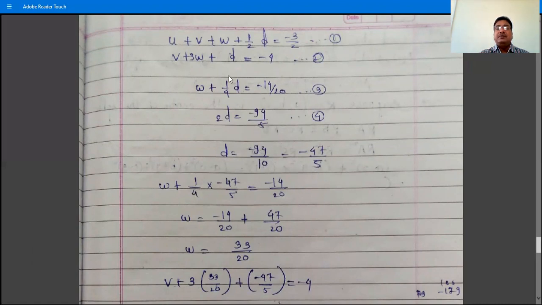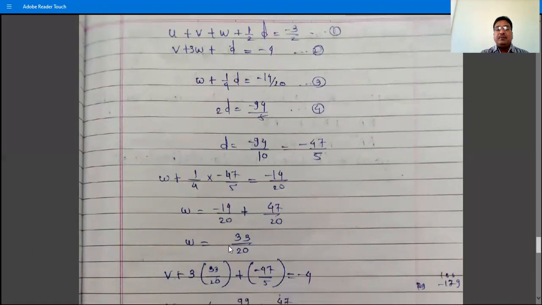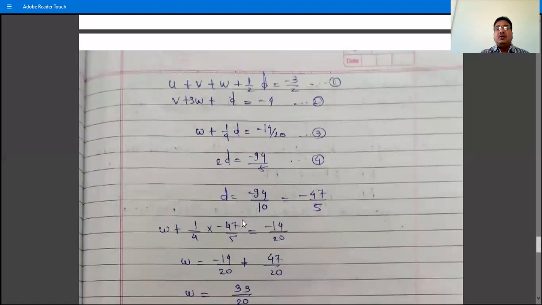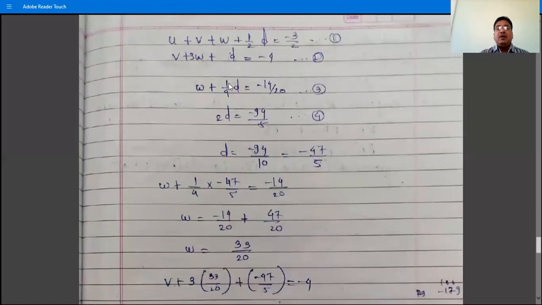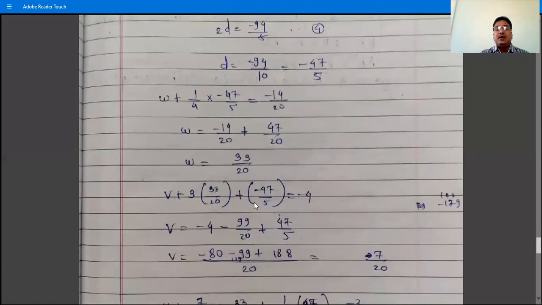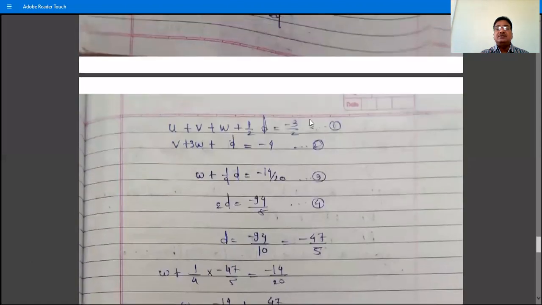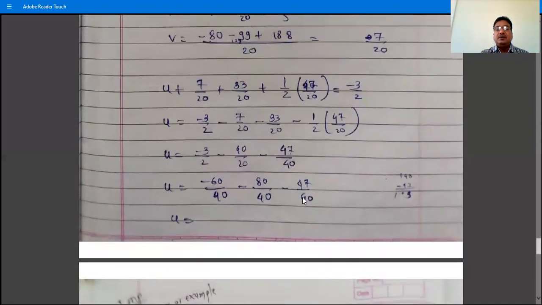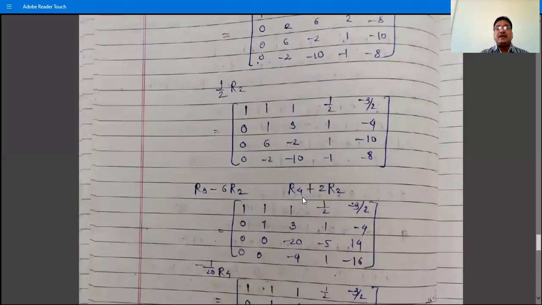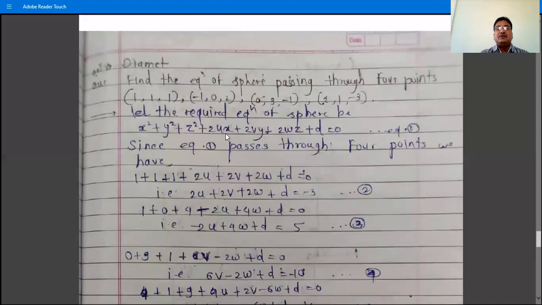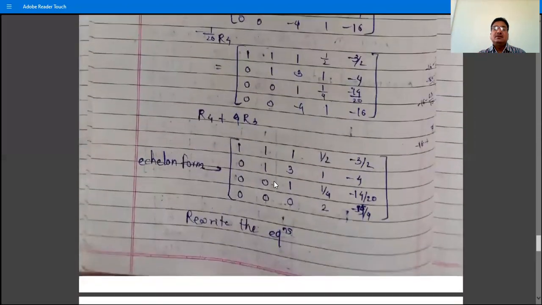Then substitute this value of D in equation number 3, we get the value of W as 33 by 20. Substituting the values of W and D in equation 2, we get the value of V as 7 by 20. And substituting the values of D, W and V in equation number 1, we get the value of U. Okay, then substitute these values in the equation x squared plus y squared plus z squared plus 2U x plus 2V y plus 2W z plus D, and we get the equation of the sphere passing through the 4 points. So the answer is somewhat lengthy.